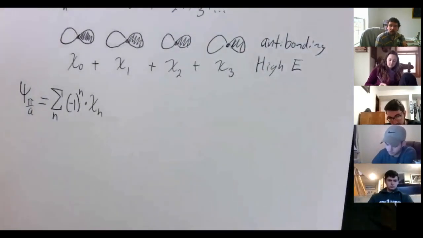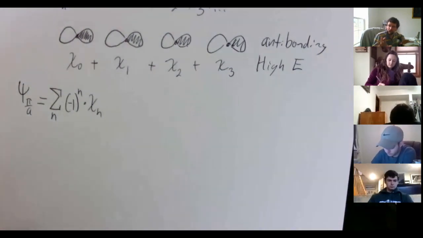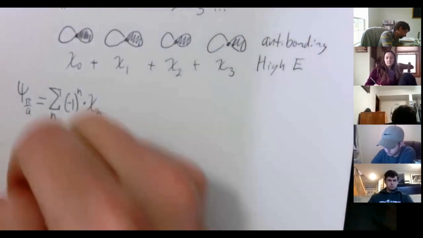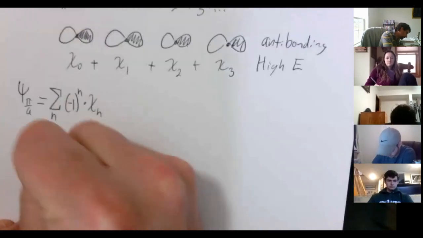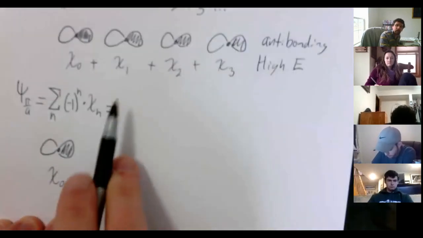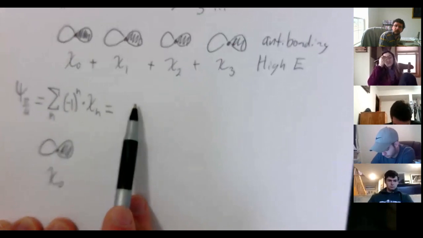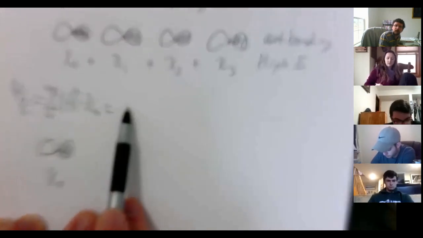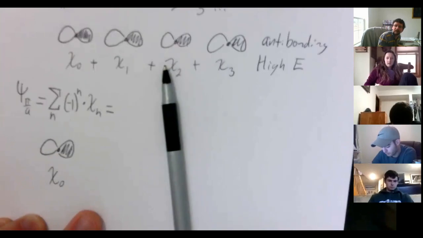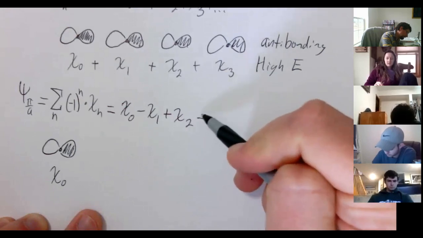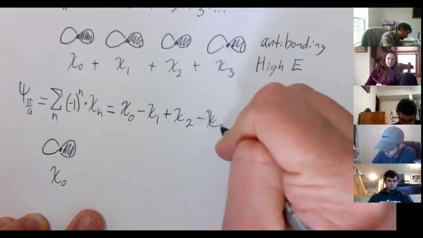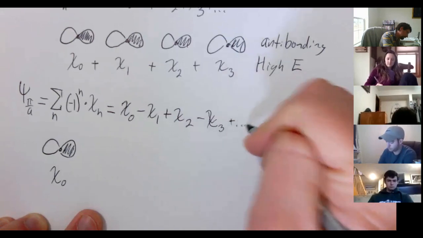Okay, so now let's look at what the Bloch function looks like for that system. We're going to start with our first orbital. Oh, actually, before we do that, let's write out a couple of these terms. What are we going to get in that first term? chi sub 0, minus chi of 1, plus chi of 2, minus chi of 3, and so on.